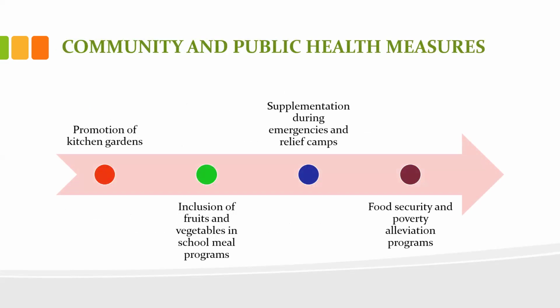For community health awareness measures, there should be the promotion of kitchen gardens, inclusion of fruits and vegetables in school meal programs, supplementation during emergencies and relief camps, and food security and poverty alleviation programs.